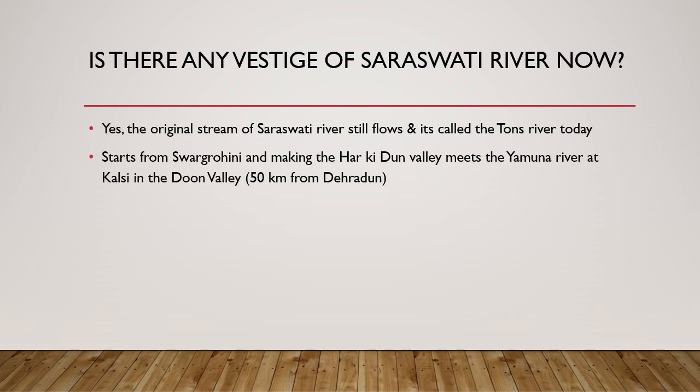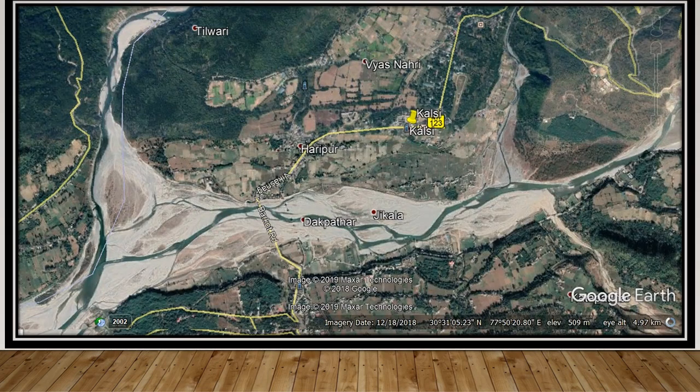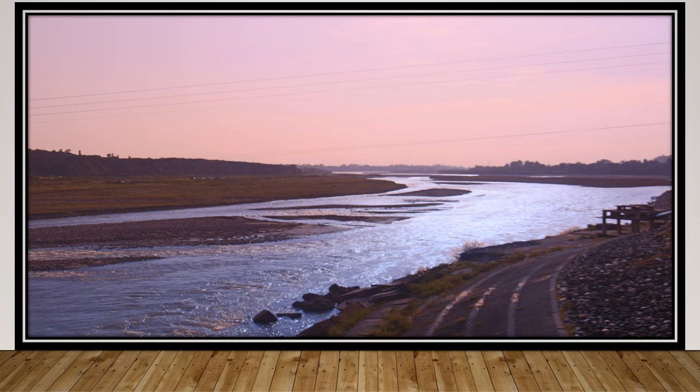However, unlike previously, wherein it went past parallel to Yamuna river, it now meets the Yamuna river at a place called Kalsi in the Doon Valley, which is about 50 kilometers from Dehradun. Now, as we can see, this place of Kalsi, wherein the Saraswati river, or today what it's called the Tons river, and the Yamuna river are coming and meeting up. This is the photograph of that place.